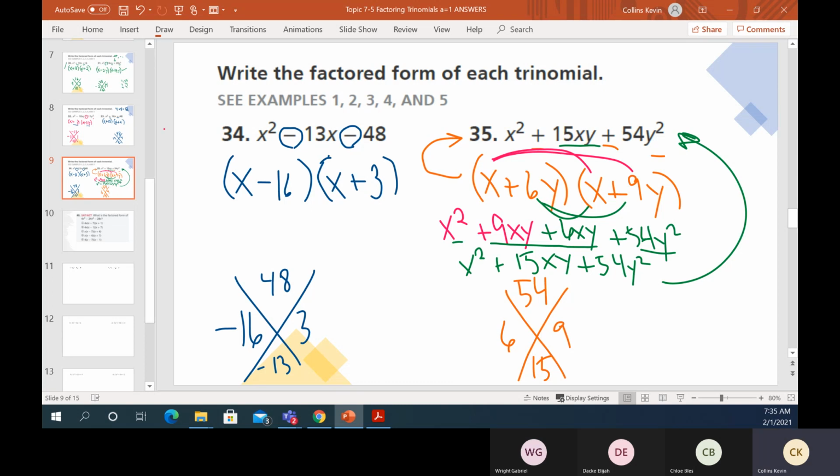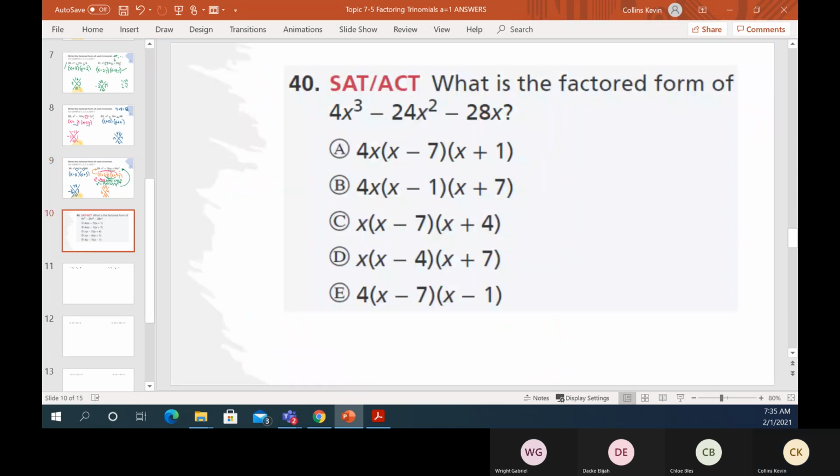Okay, so let's check out an ACT, SAT type of problem, and then we will throw a little monkey wrench to this thing. See how it differs a little bit. All right, so let's go ahead and check this guy out. Ooh, this must be an ACT problem because there's 5 possible answers.